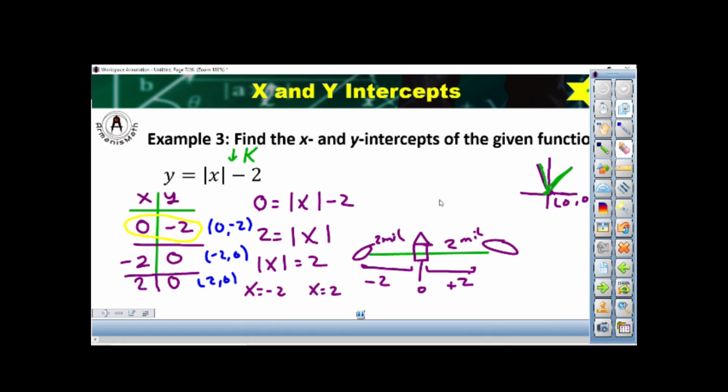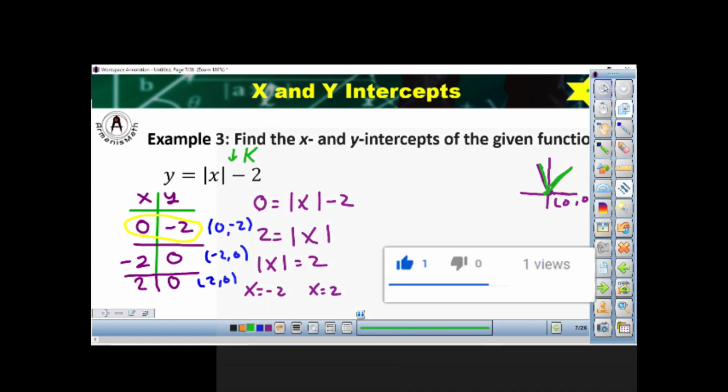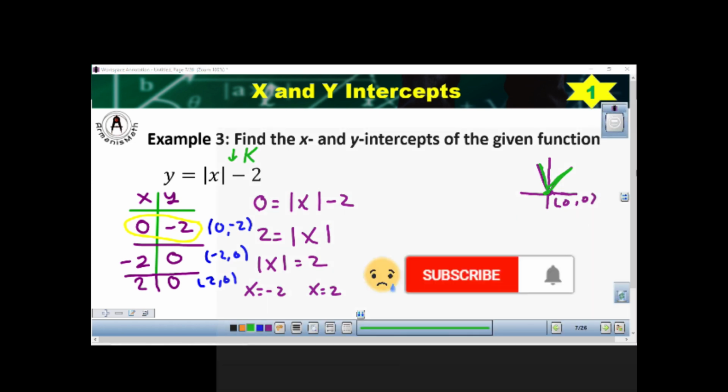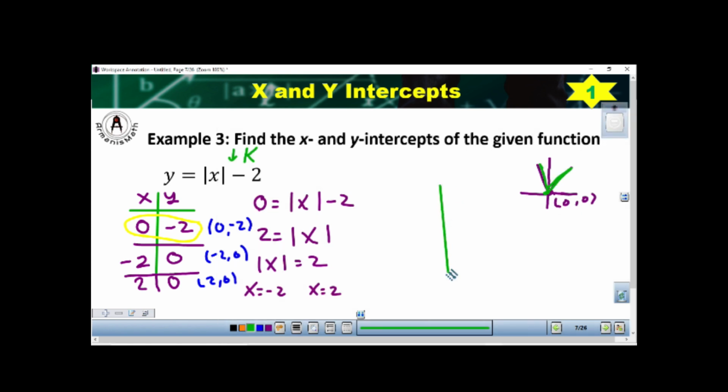So let me erase a little bit here and give myself room for graphing. So I know, as I told you, this is going to be a V shape because of my knowledge of the absolute value function. The parent looks like a V shape. And let me see, what do I intercept? So I'm going to give myself just a little bit of room. I'm going to be here, and I will be here as well.